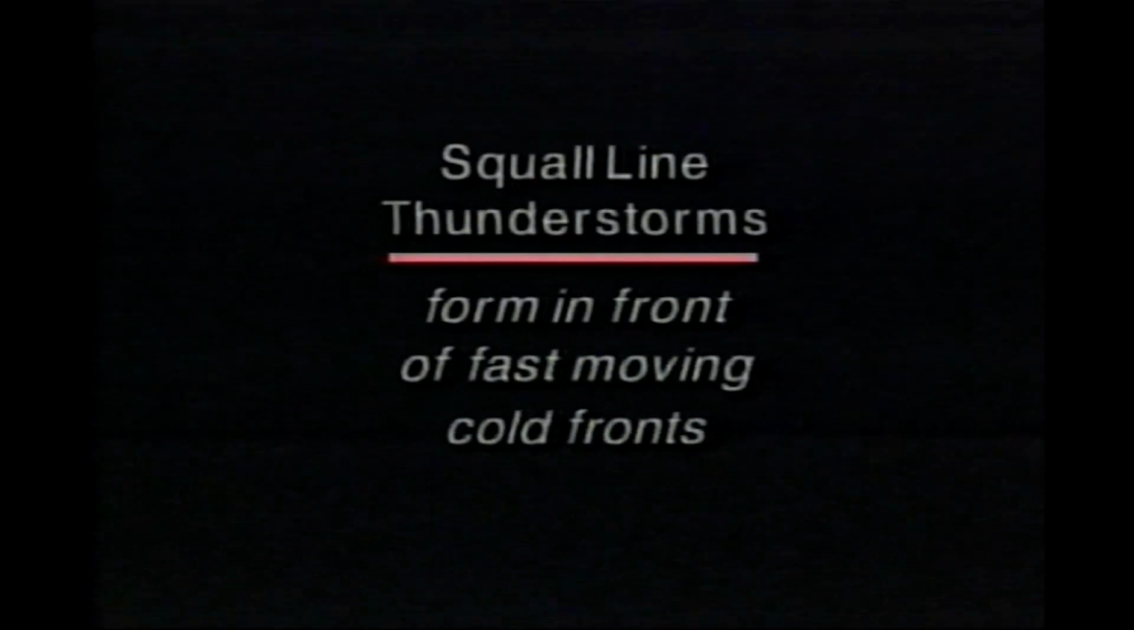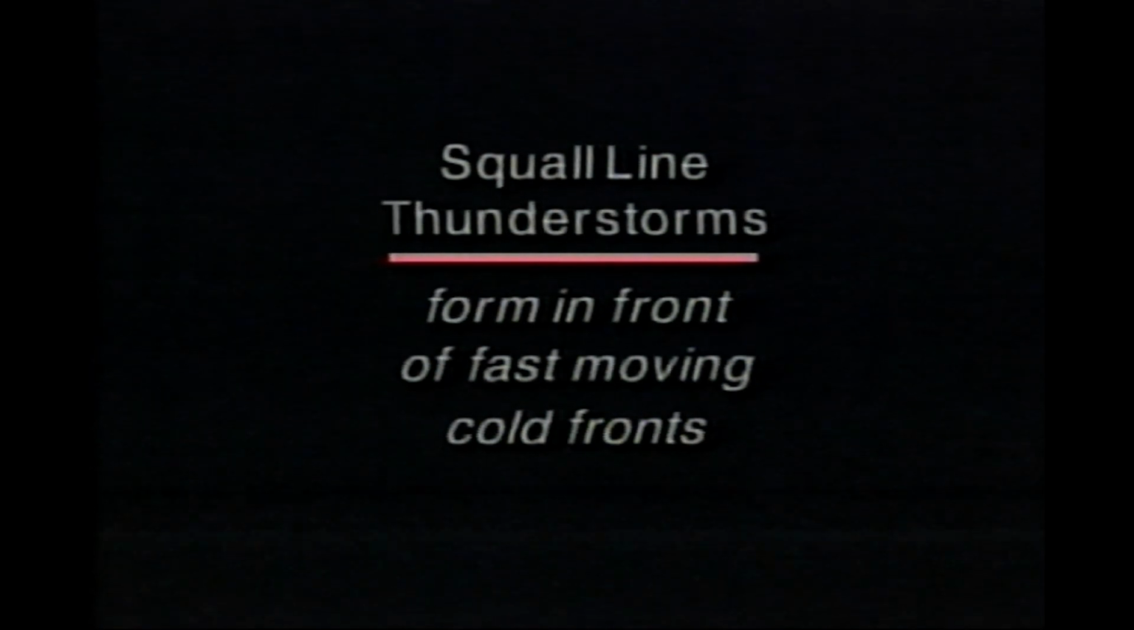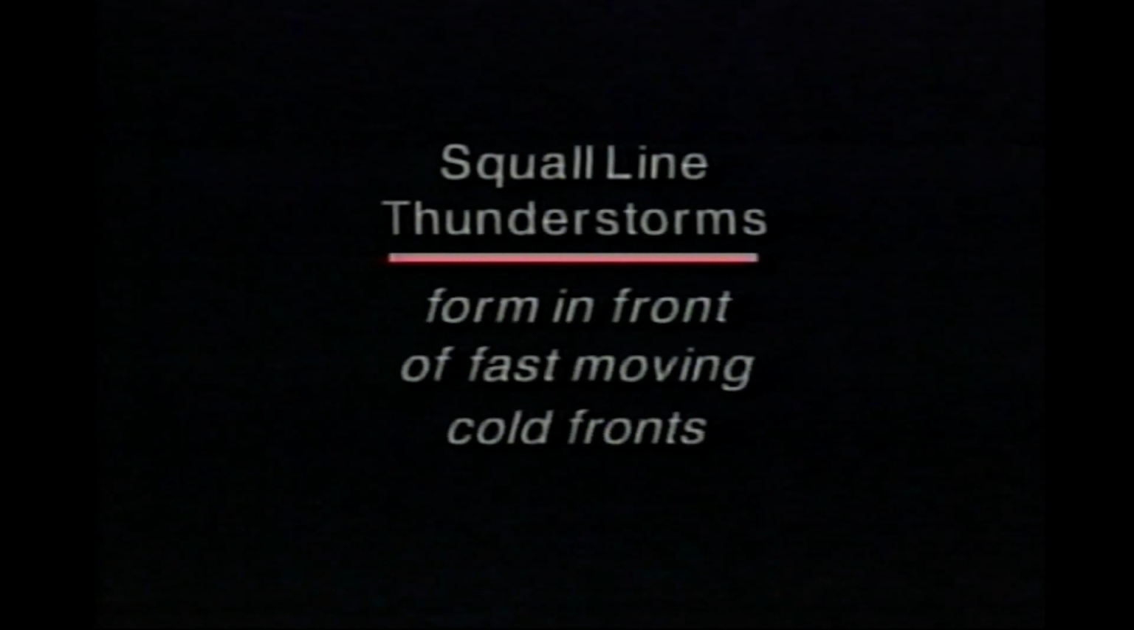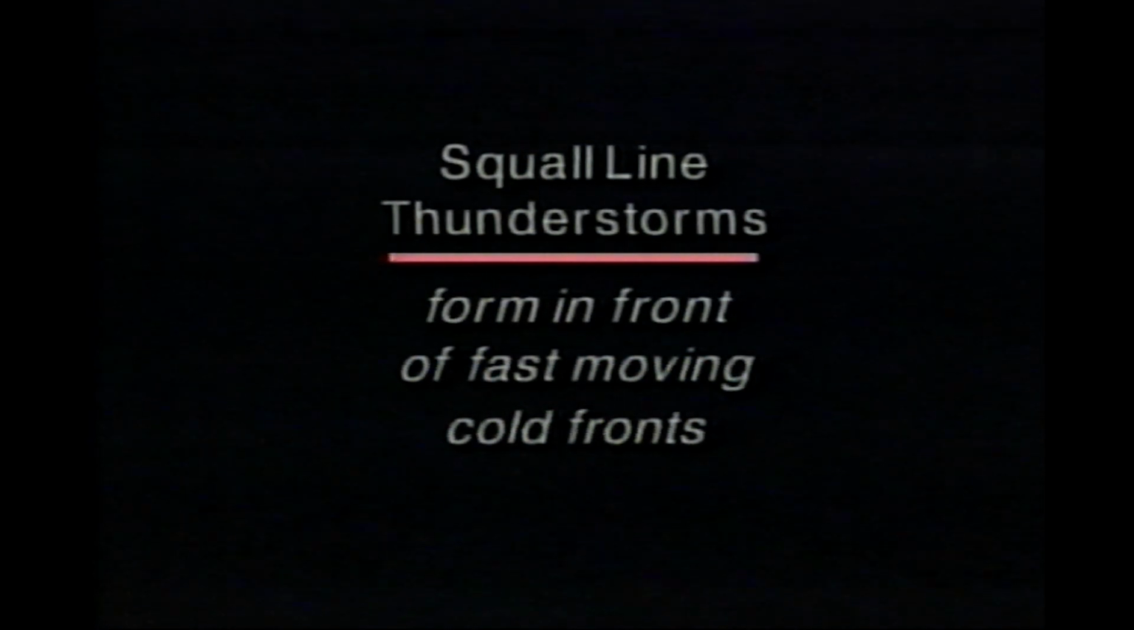A group of thunderstorms that form in a line are called squall line thunderstorms. They usually form in front of fast-moving cold fronts, but can actually form anywhere that there's unstable air. These are extremely dangerous and should be avoided at all costs.